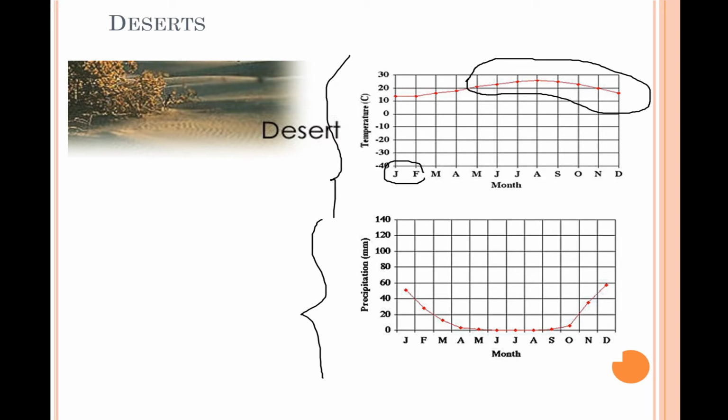Also precipitation is very low. As you can see, there is almost no rainfall in these 6 to 7 months, and very little or scanty rainfall in the starting and the ending of months. Alright, so moving on from there.